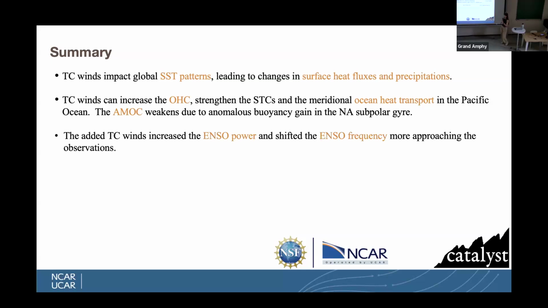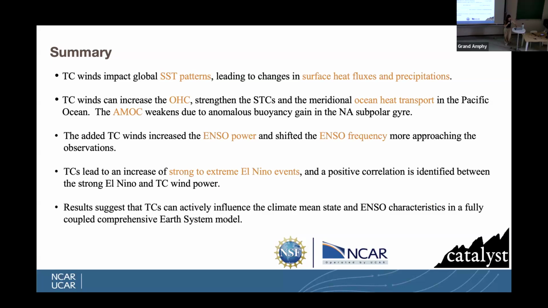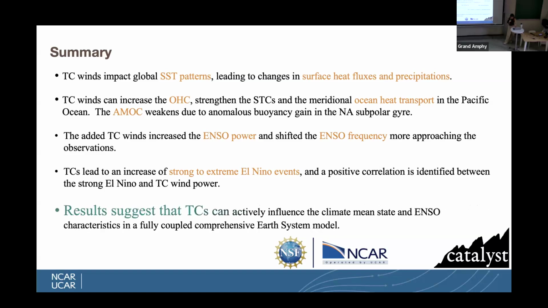And then we looked specifically at ENSO and found that TCs can affect ENSO power and ENSO power frequency, making them approach the observations more closely. And we find that TCs can indeed lead to strong to extreme El Nino events. And there is a strong positive correlation between the El Nino index and TC wind power. All these results suggest that tropical cyclones in this model setting can actively influence the climate mean state and variability, especially ENSO characteristics, in this fully coupled comprehensive climate model.